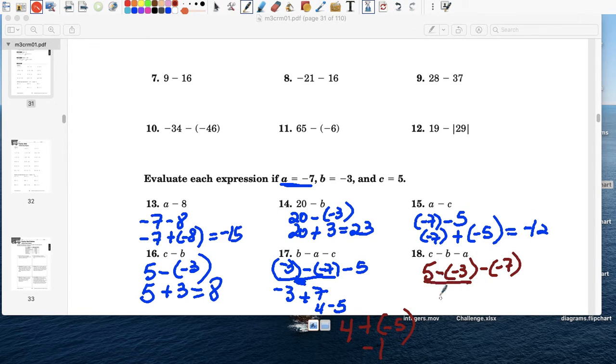So let's do these two first. 5 stays, subtraction becomes addition, negative 3 becomes positive 3. 5 plus 3 is 8. Minus negative 7, right? Don't forget that. So again, we're going to change it. 8, subtraction becomes addition, and negative 7, the opposite, becomes 7. 8 plus 7 is positive plus a positive, so we're just moving right on the number line, and that gives us 15. I think that's all, and everything else I think we finished in class.